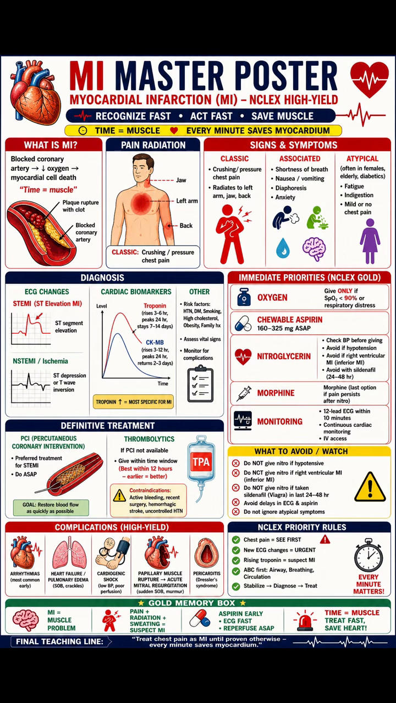Monitoring the patient is very necessary. Make sure the patient gets a 12-lead ECG within 10 minutes. Continue cardiac monitoring and IV access to give the medications. Definitive treatment is PCI, or percutaneous coronary intervention. And next one is thrombolytics. Remember to give within 12 hours, the earlier the better. Remember the contraindications of thrombolytics. Among the possible complications, the most common is arrhythmias, heart failure, pulmonary edema, and the patient can also go into cardiogenic shock.